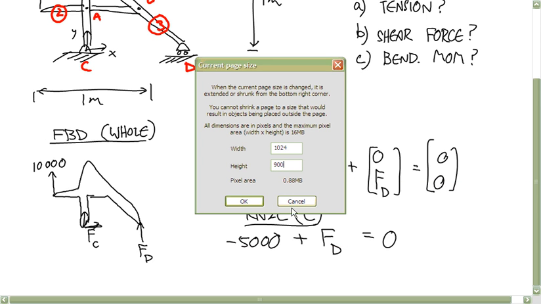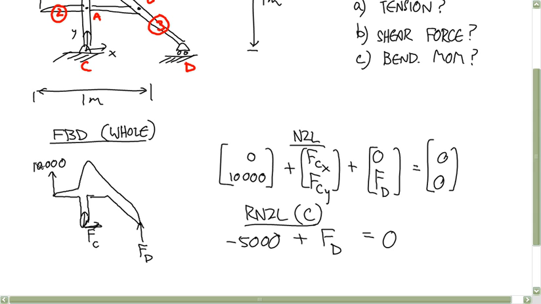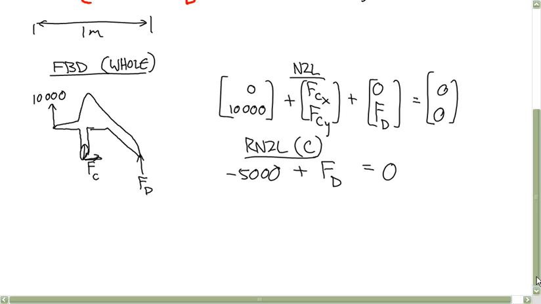Is that 5,000 or 500? 5,000, because this is 10,000. So everything after that is wrong. Okay, so FD is equal to 5,000. And then FC is equal to 0. What do we got? 15,000. Negative 15,000.